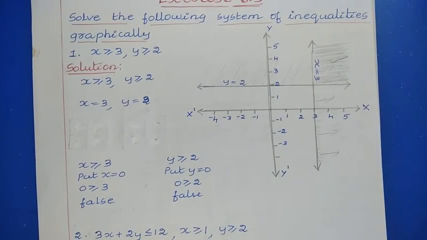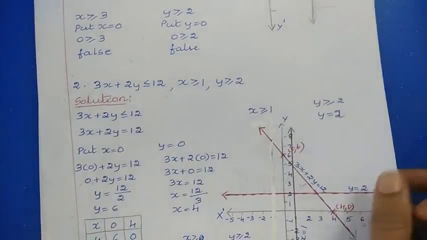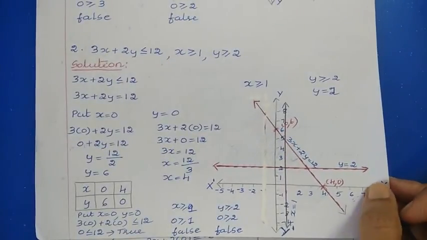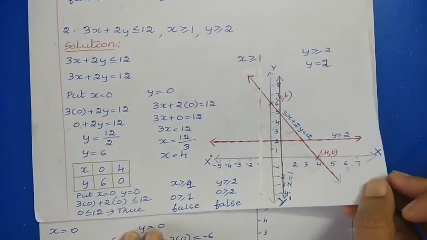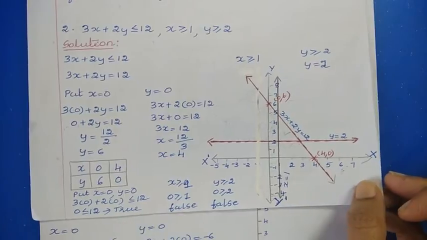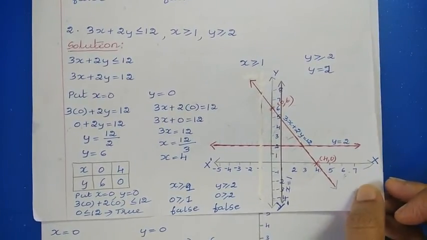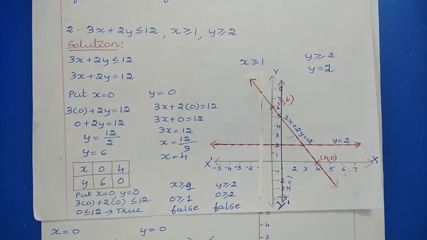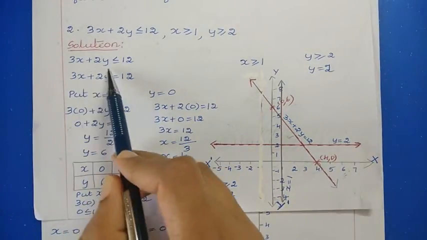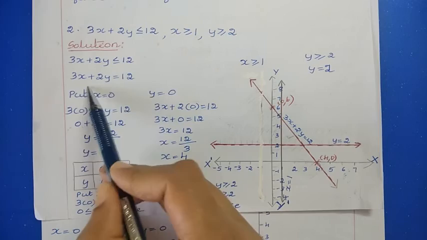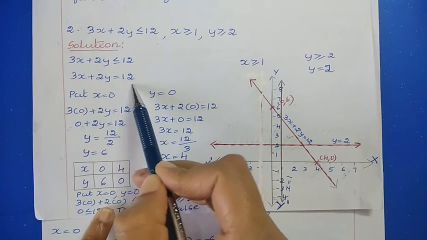Next we will see the second question. The second question is 3x plus 2y less than or equal to 12, x is greater than or equal to 1 and y is greater than or equal to 2. So first let us convert the given inequalities into equality statements. So we have 3x plus 2y less than or equal to 12, that is 3x plus 2y is equal to 12.